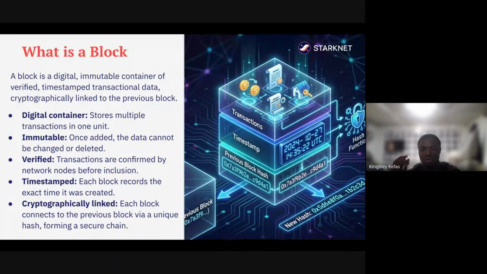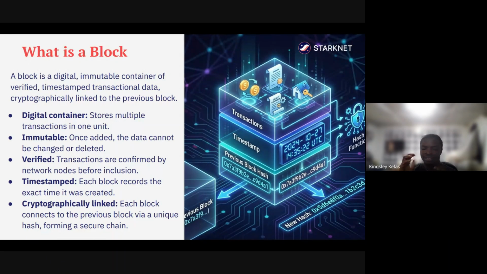Now, if you recall in the blockchain technology overview, we saw how blocks are linked to each other via their hash, their block hash, right? And looking at this definition, the keyword there is verified. So it means for every transaction that has to be in a block, that transaction has to be verified.